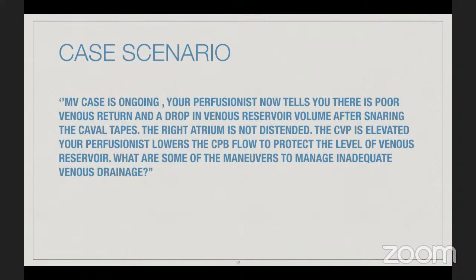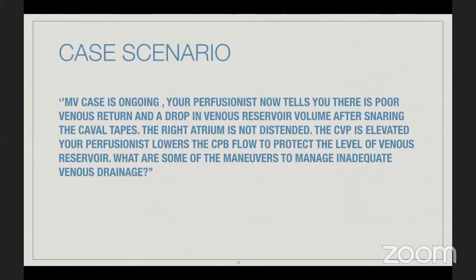I cannot think actually of any other reasons. Maybe if it's dual stage, maybe the cannulas are not snared very well. That also can affect the drainage. Well, your right atrium is empty, isn't it? Sorry, not dual stage, single stage, like one in the SVC and one in the IVC. Okay, but this is a selective bicaval case. Yeah. And I cannot think of other causes. Okay, very good. Thank you.